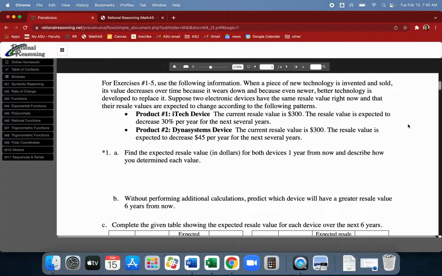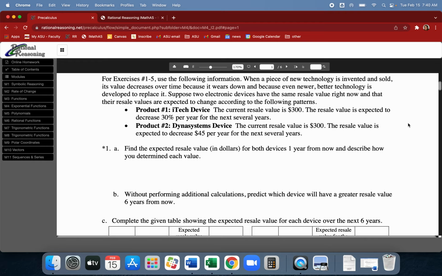So thinking about that, just question 1, there's going to be a table down below if you don't have your own device to see this. But question 1 asks you to find the expected resale value for both devices 1 year from now, and think about how you determine those, what operations you used. But take a minute here for each of those 2 to figure out what its new value would be in dollars 1 year from now.